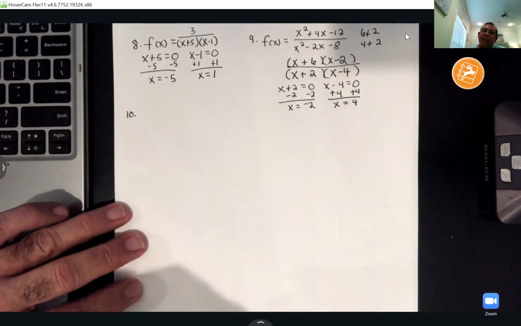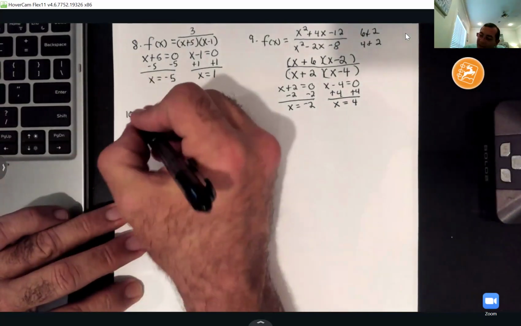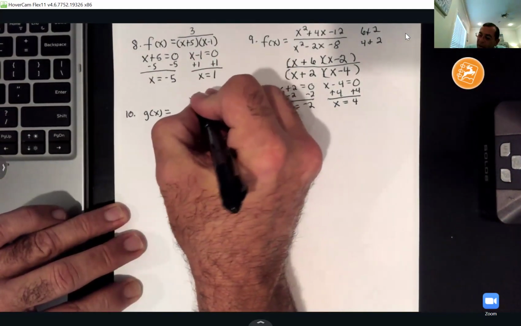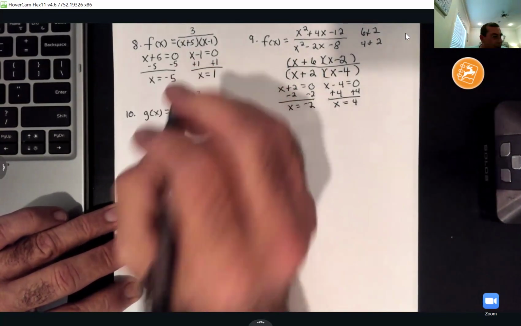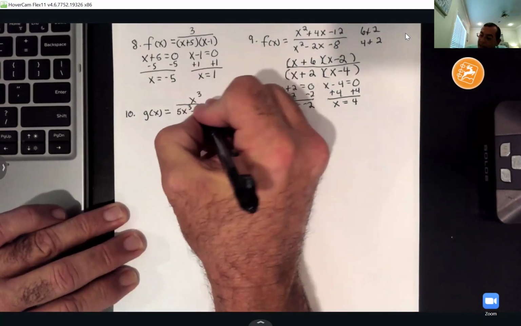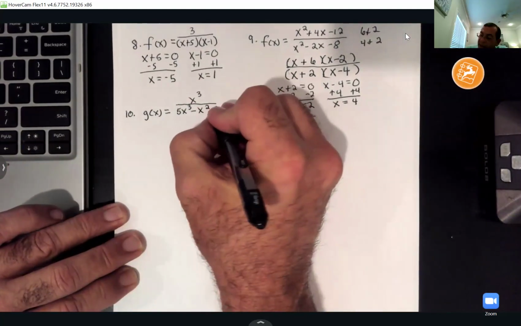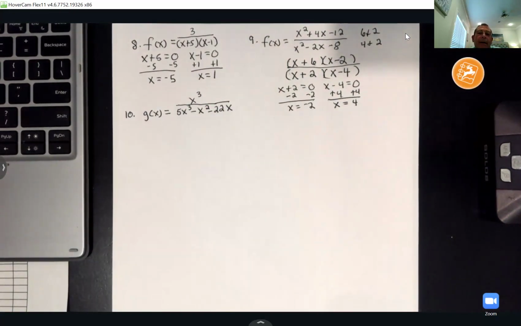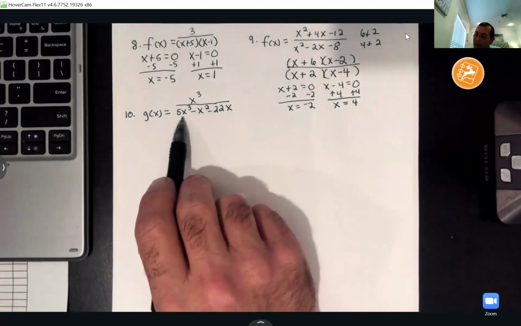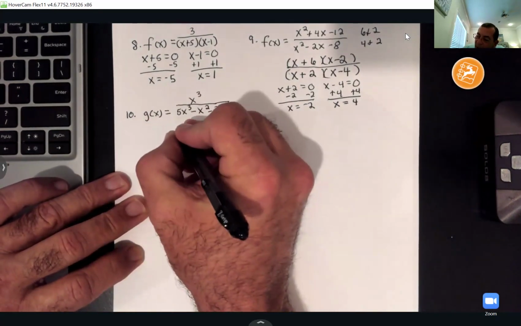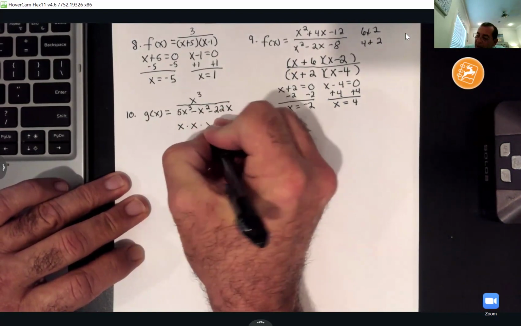All right, one more vertical, and then they switch into the horizontal, okay? So here we go. G of x equals x to the third on top over 5x to the third minus x squared minus 22x. All righty. So now I'm going to play with the bottom. Now remember the top, if you used to factor out that top, would be an x times x times x.